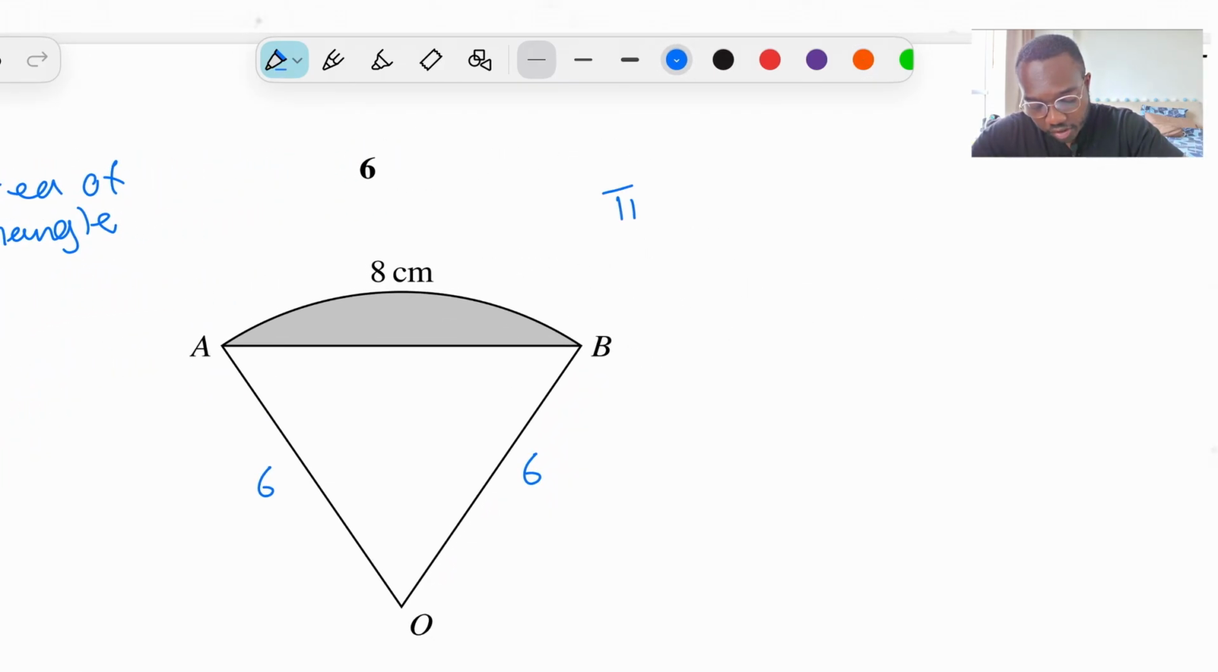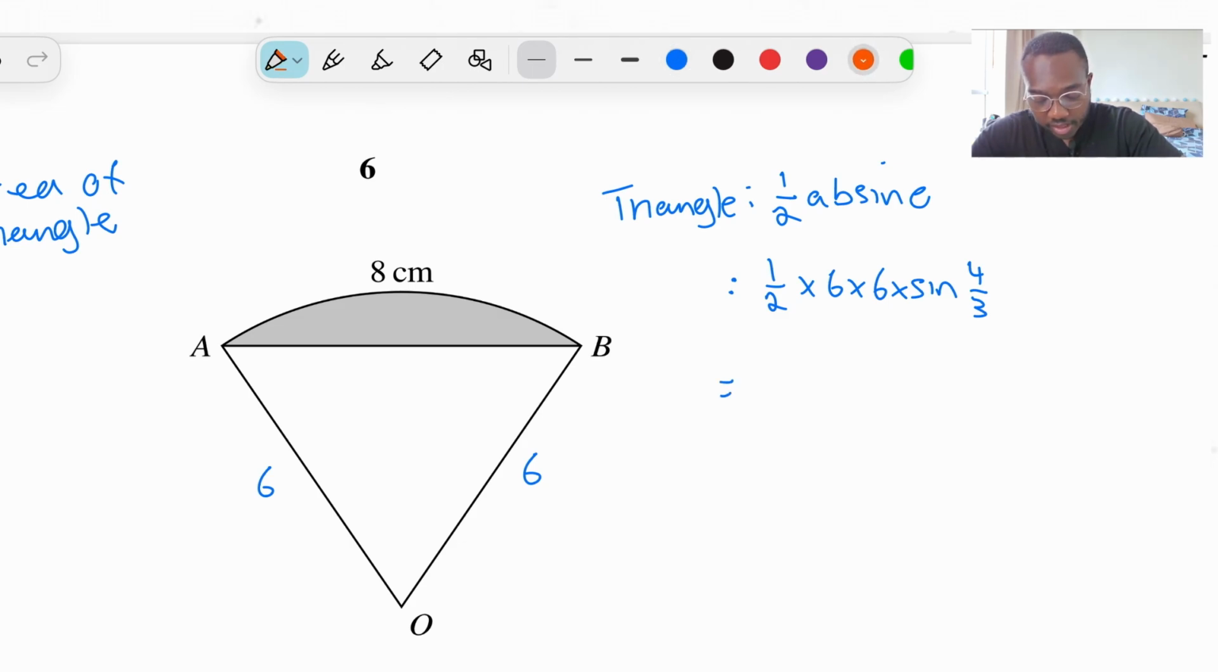So the area of a triangle, the equation would be a half ab sine C. So for this one, it will just be a half times 6 times 6, and then times sine of that included angle, which is 4/3. Make sure you're in radians. And then if you work that out on your calculator, you will get 17.49.